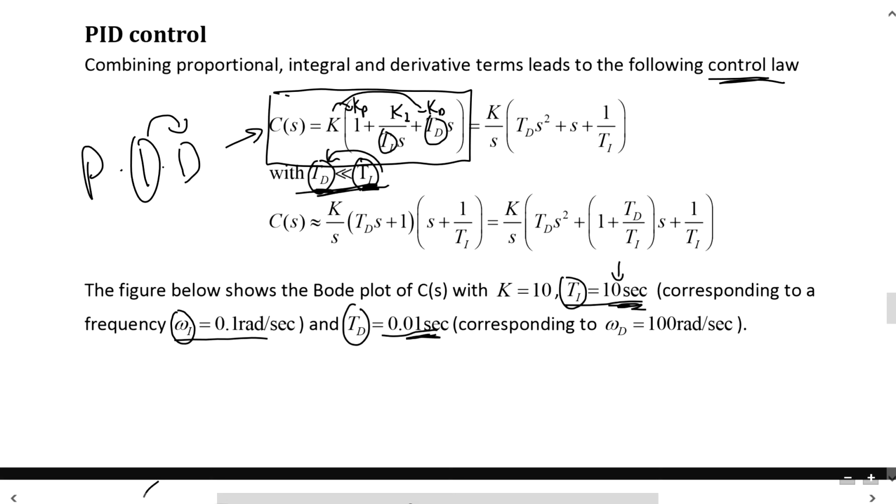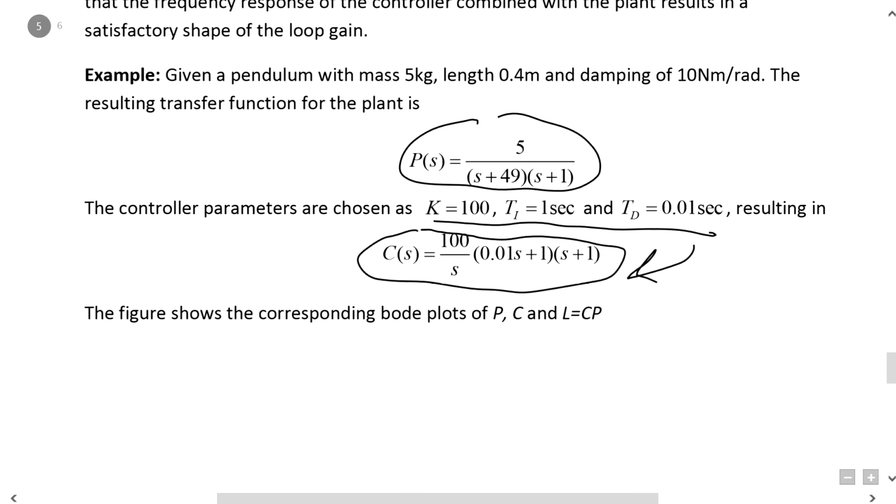As for the equation to sub in, I'll highly recommend you use this equation. Alright, K over S and then TDS plus 1, this one. So you sub in your TD and your TI, you have some form of your controller's transfer function. Alright, and this can be seen over here.